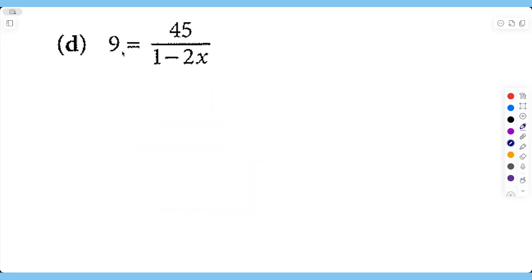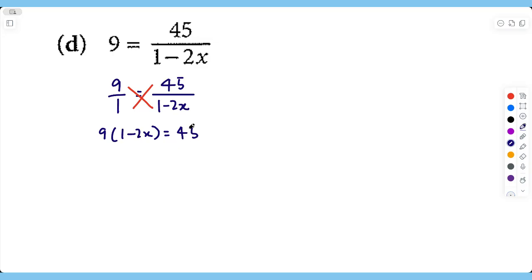Let's convert the right side to a fraction. That will be 9 over 1. 45 over 1 minus 2x is on the right side. To make this expression linear, means without fractions, let's cross multiply. We have 9 bracket 1 minus 2x is equals to 45.